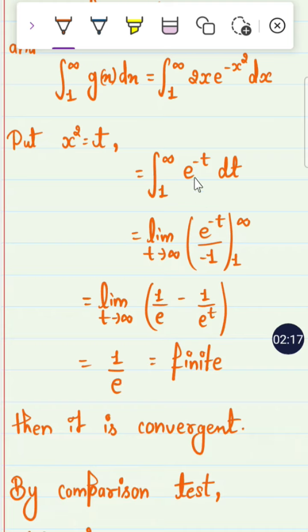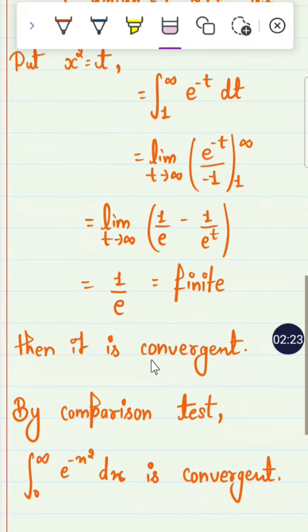And if it is convergent, then by the comparison test, the integral from 0 to infinity of e to the power minus x square dx is convergent.